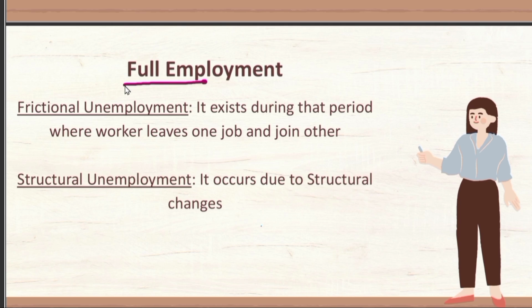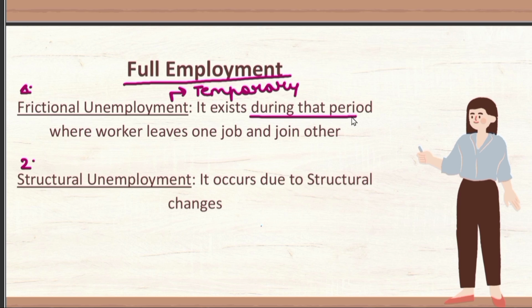As we said, under full employment, there are two types of unemployment, that is frictional unemployment and the second one is structural unemployment. Frictional unemployment is the temporary unemployment and it exists during the period where a worker leaves one job and joins another. So you are temporarily out of work while moving from one job to another.